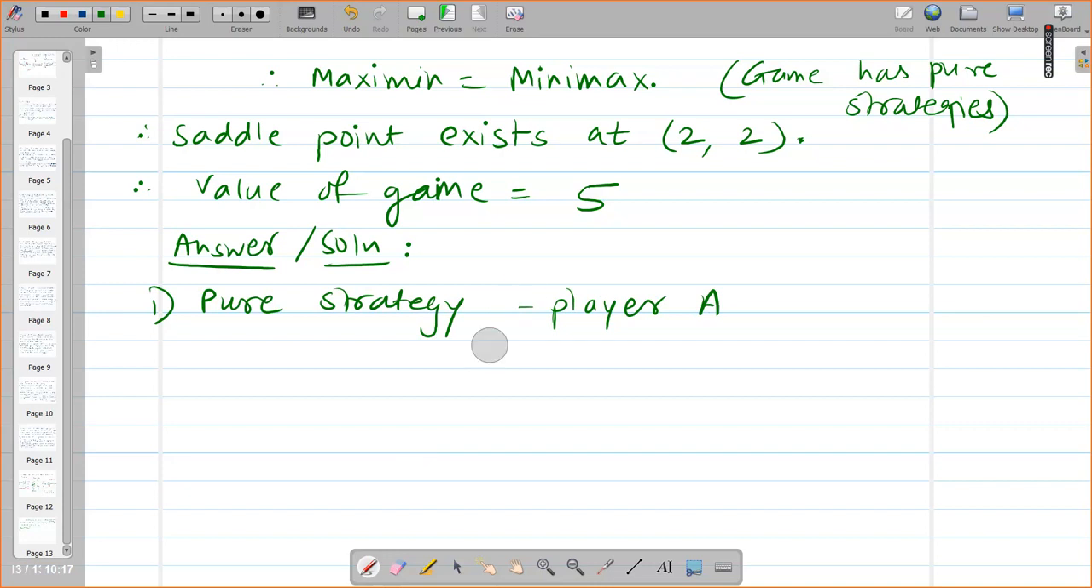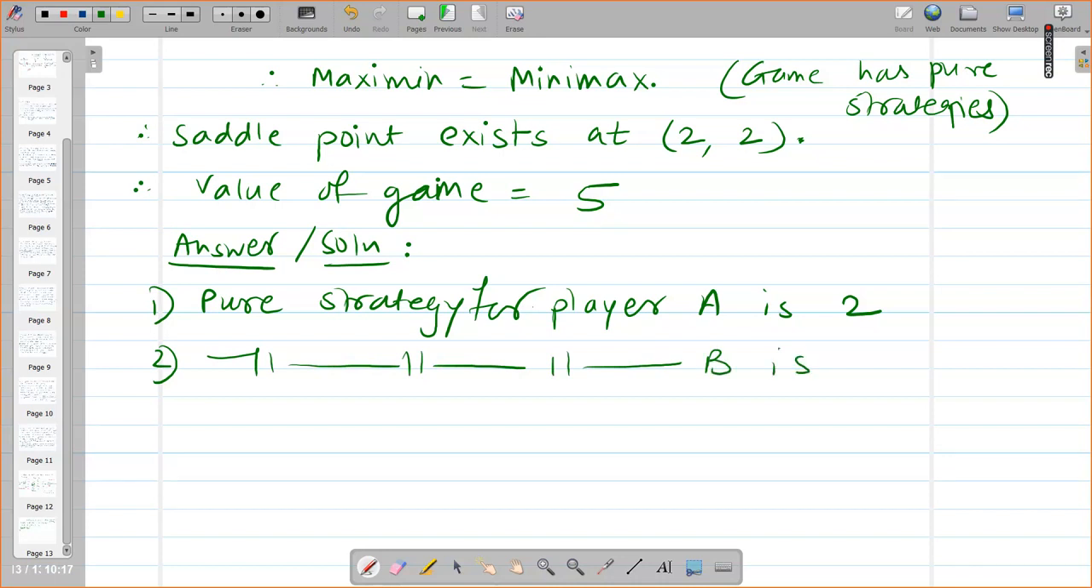You can say the pure strategy for A is 2. Now here the name is 2. If it is A1, A2, A3, something like that, you have to write the names accordingly. Now pure strategy for player B is also 2 here because we have got 2, 2 at the saddle point, and value of the game is 5.